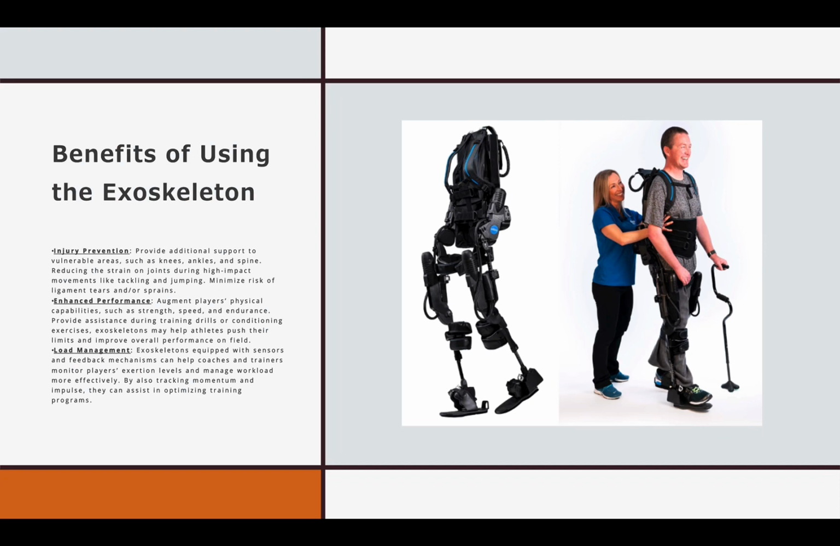So there are benefits to using the exoskeleton. Some of the benefits that I found throughout my research were injury prevention, enhanced performance, and load management. For injury prevention, the exoskeleton provides additional support to vulnerable areas that are not as strong as other areas in the body, such as the knees, the ankles, and our spine, reducing the strain on joints during high-impact movements like tackling and jumping, and it minimizes the risk of ligament tears and sprains.